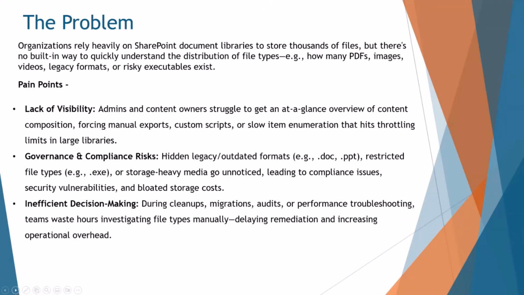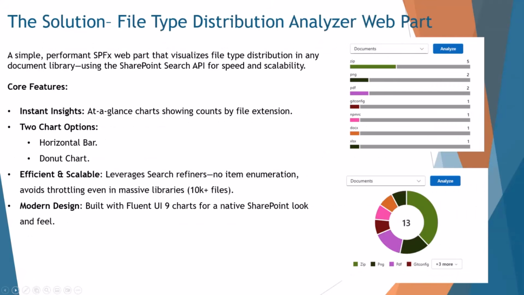And I don't think we have any out of the box feature available which gives us this count or a more visual way to see what kind of files we have in a document library. So to overcome that, I have created this solution which can give us a visual impression of the type of files we have in a document library. And this web part can show a horizontal bar chart or a pie chart.